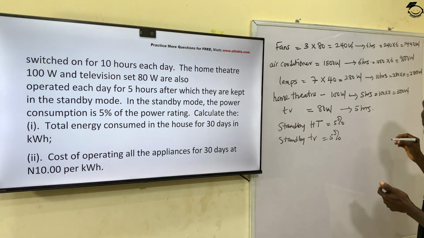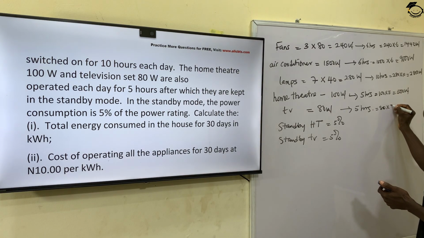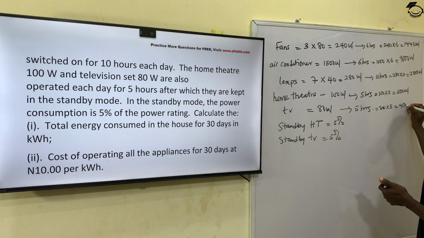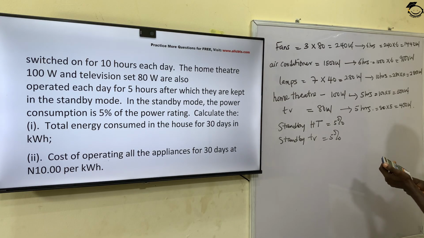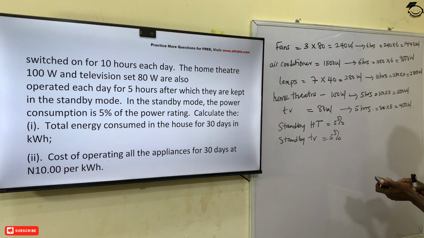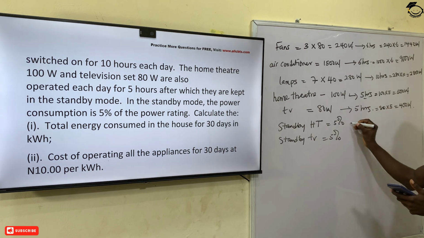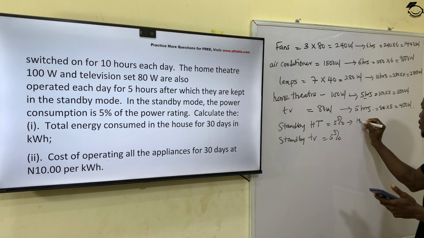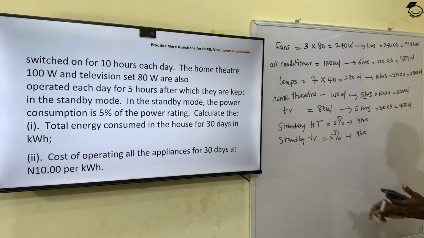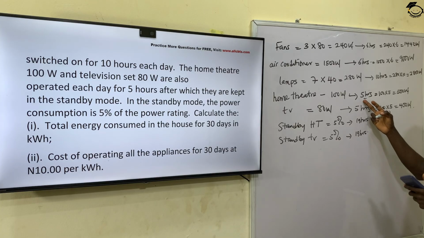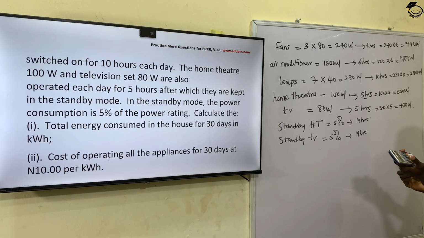Then I have my TV that was operated for 5 hours, and this is 80 times 5, and that will give me 400 watts. And then this TV or home theater was on standby and is at 5% of its original. If this is 5 hours, it means that my standby is 19 hours. So it's on standby for 19 hours, but out of 24 hours, you have used what? You have used the TV and the home theater for 5 hours. It means for the remaining 19 hours, it will be on standby.